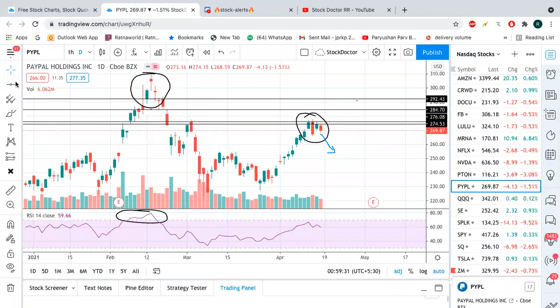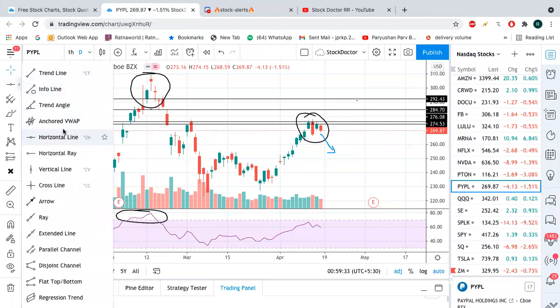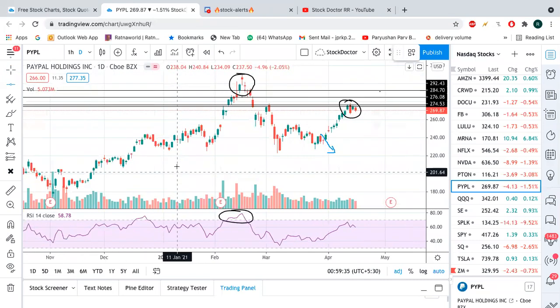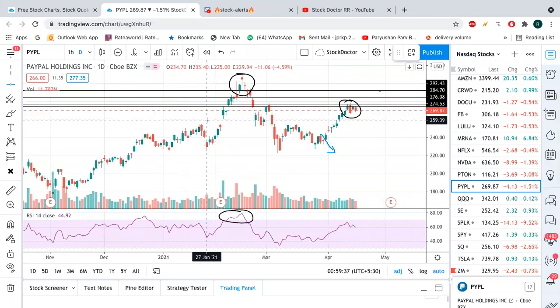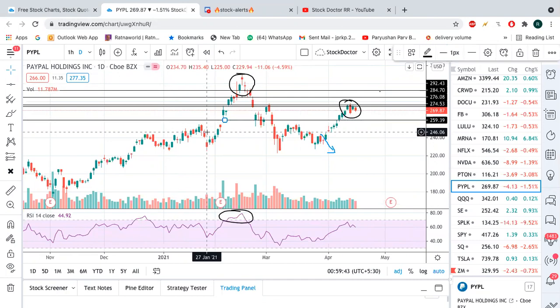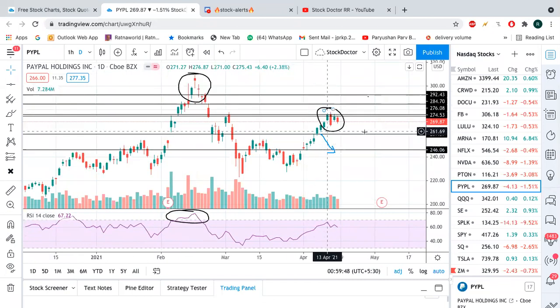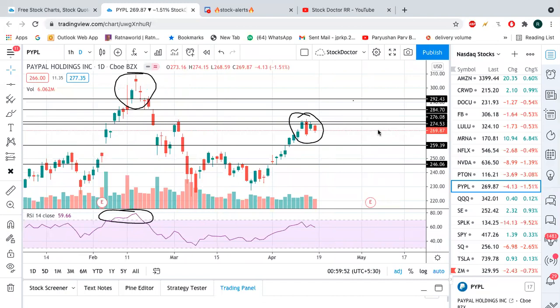And now, if you see here, the stock has the first support around 259, and then the next support is coming towards 246. If the stock wants to go up from here, then it needs to trade above the resistance of 276 for the target of 284 and 292.